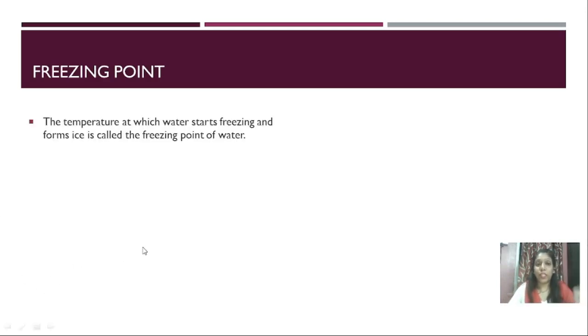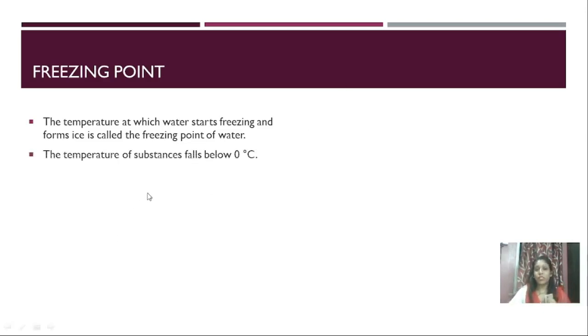So the temperature at which water starts freezing and forms ice is called the freezing point of water. So if you keep a bottle of water inside the freezer, the water will start becoming cooler and cooler. But at a particular time, it will start changing into ice. It will start converting itself into ice. So from that point, it is called the freezing point of water.